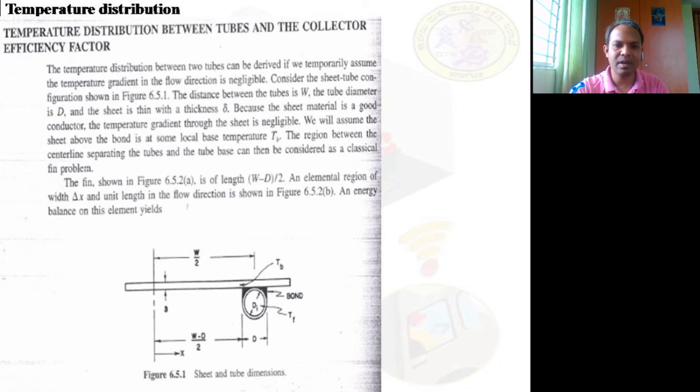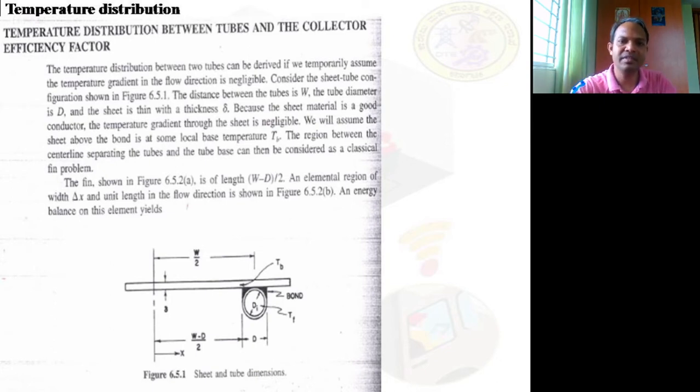If you see this, delta is the thickness of this plate, and there is a bond, as you can see, highlighted minorly in black color over here. It is nothing but a bond. I always told you, between the absorber plate and the tube we can weld it by mechanical pressure, by soldering or by brazing. That's okay, so enough contact should be there.